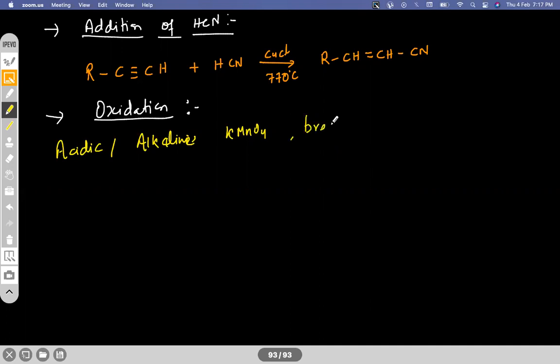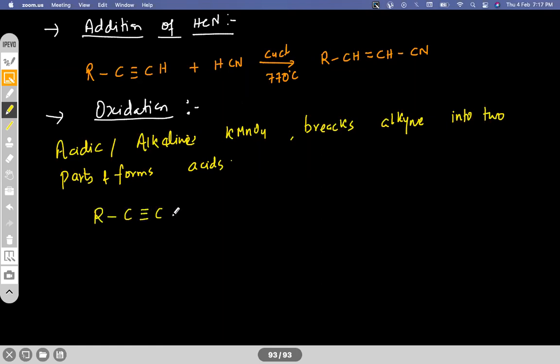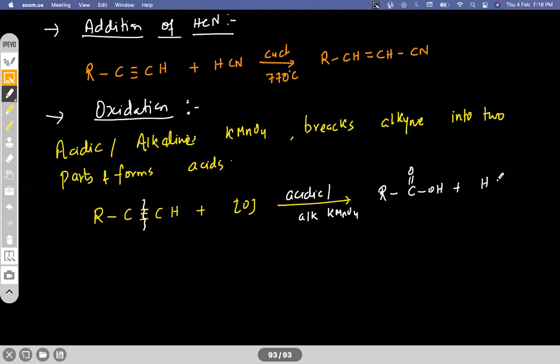Acidic or alkaline KMnO4 breaks the alkyne into two parts and forms carboxylic acids. With an example, you'll understand. Suppose we have RC triple bond CH. Oxidation we are doing. Reagent is acidic or alkaline KMnO4. This triple bond, you just need to break. Write down COOH with this carbon, COOH with this carbon. So the product would be RC double bond OOH and HC double bond OOH.